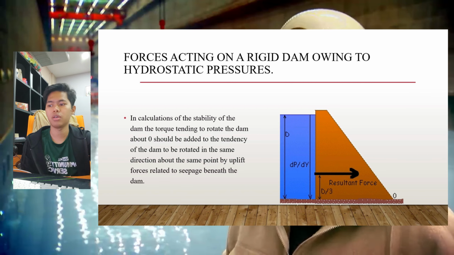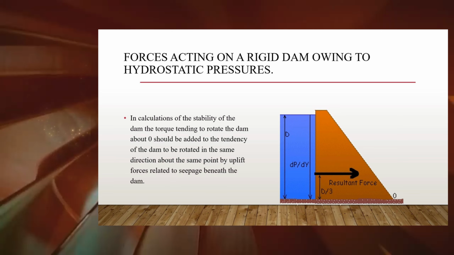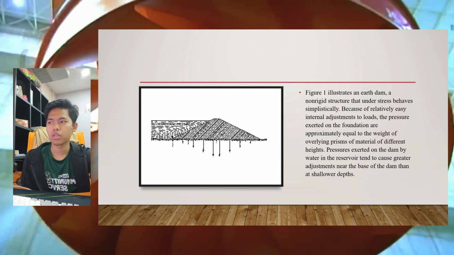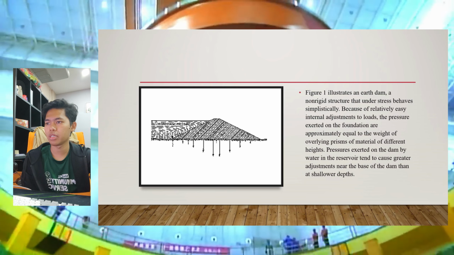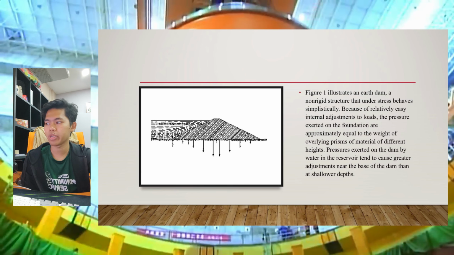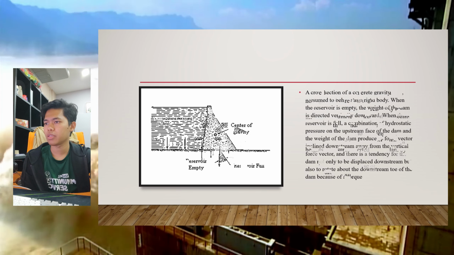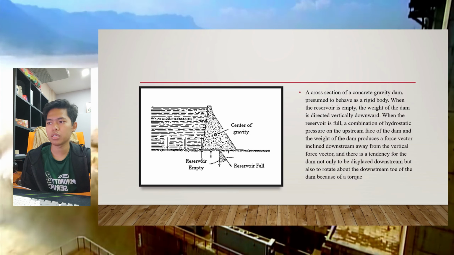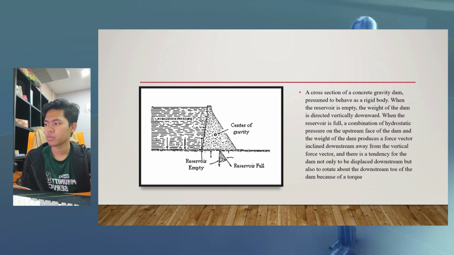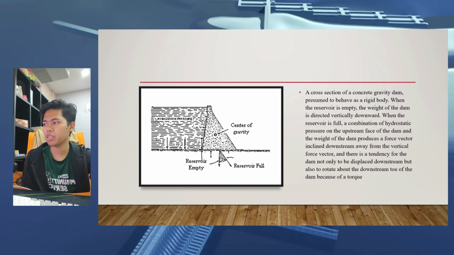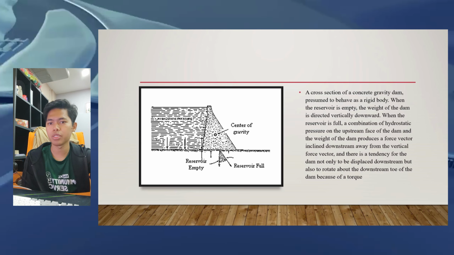Can you see the picture at the beside? So this is the first dam that you can see, the earth dam. The pressure goes to the downstream, and then this is a cross section of a concrete gravity dam. As you can see, the center of gravity is in the picture.